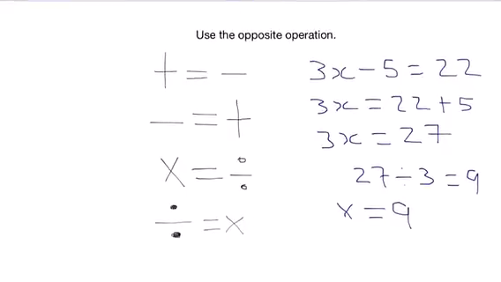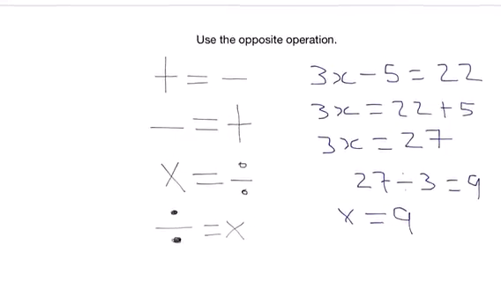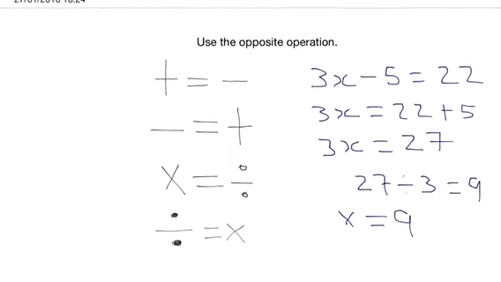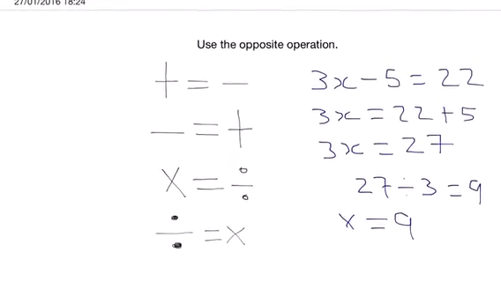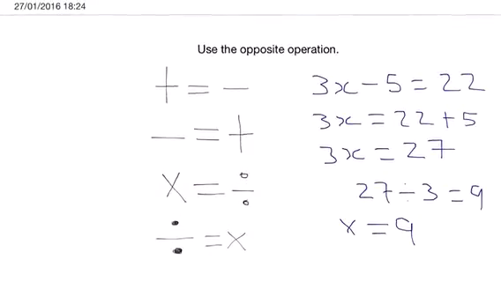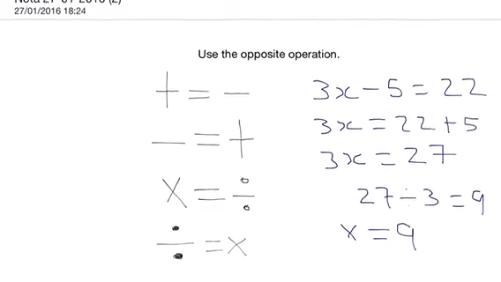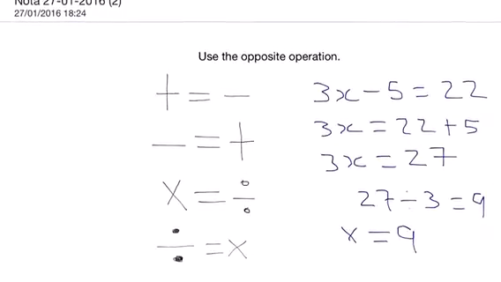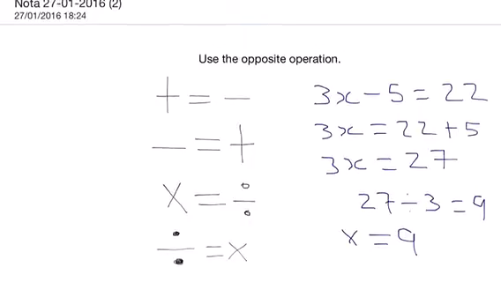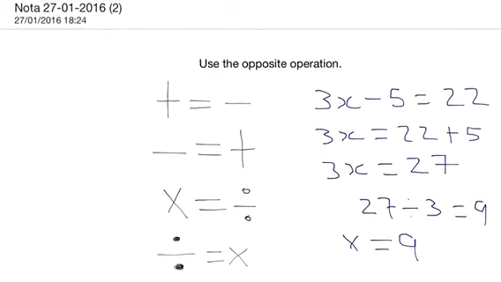In this case, the equation is 3x minus 5 equals 22. You pass minus 5 to the other side with a plus sign. That means 3x equals 22 plus 5. Then you add 22 plus 5, so 3x equals 27. x is multiplying, so you pass it to dividing. 27 divided by 3 equals 9. x equals 9.